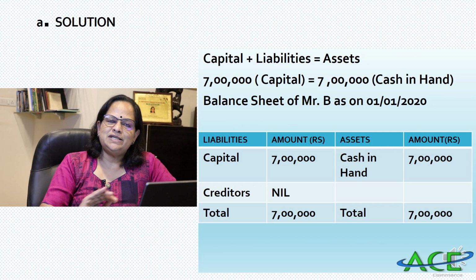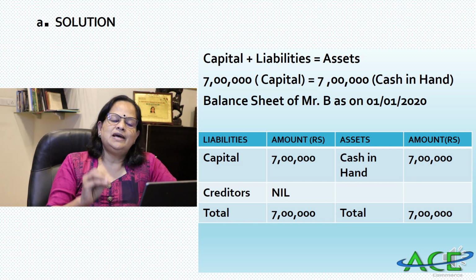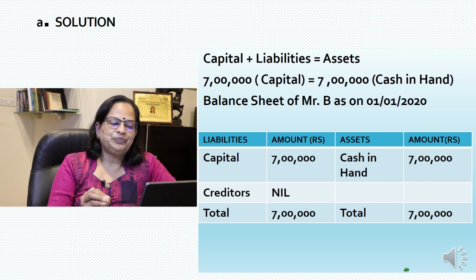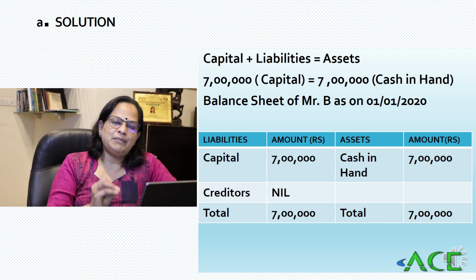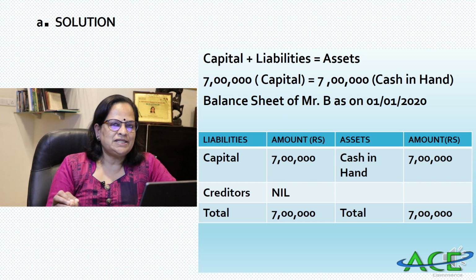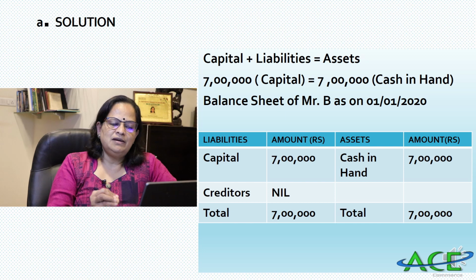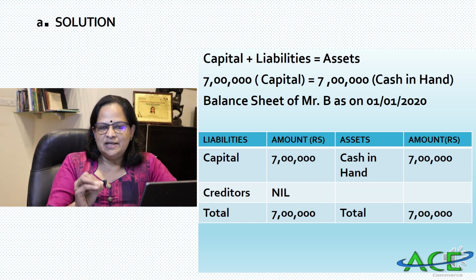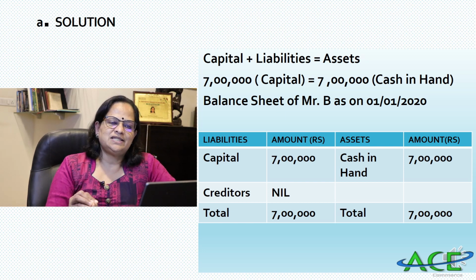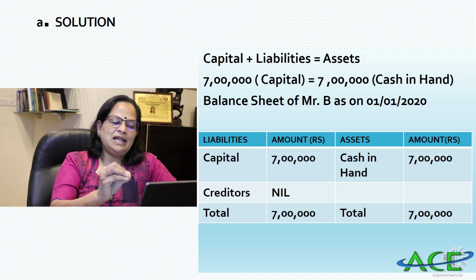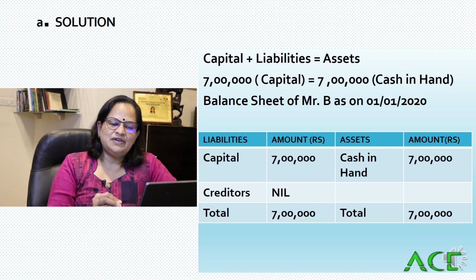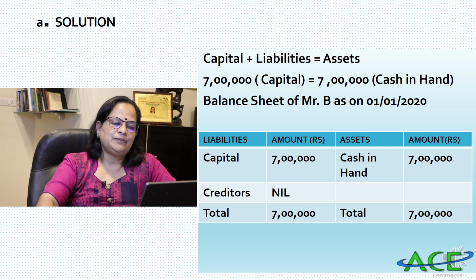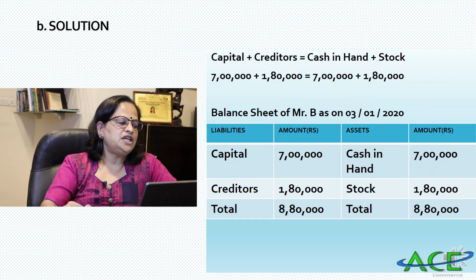So the first one is very simple. He started business with capital. So 7 lakh capital and cash in hand will be 7 lakhs. So the creditors will be nil. Accounting equation, you know that capital plus creditors will be equal to assets. Here in this equation, creditors are not there. So capital plus creditors nil is equal to cash in hand 7 lakhs. So that is your balance sheet equation. Liability side, you have capital 7 lakhs and assets 7 lakhs. Now coming to the second equation.